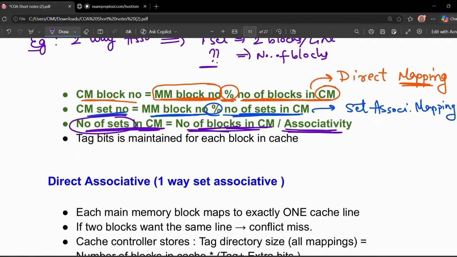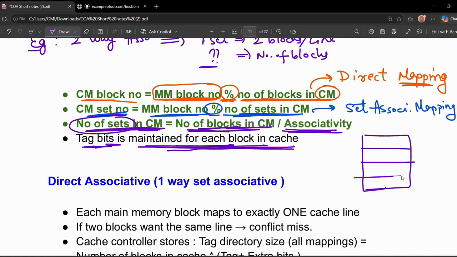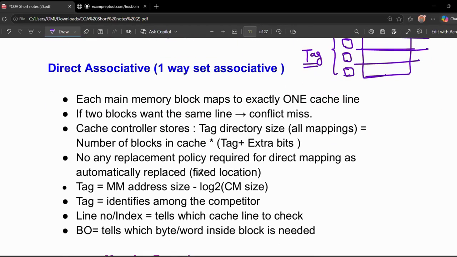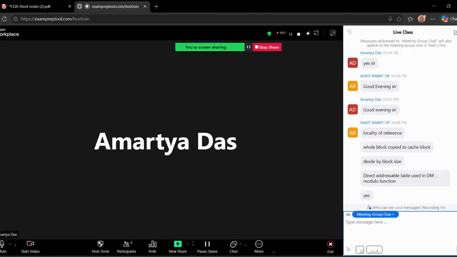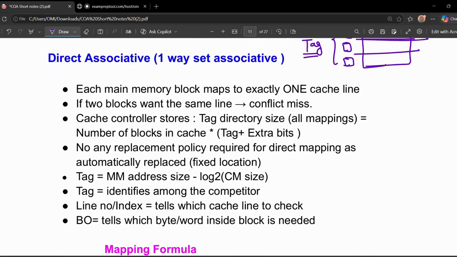And next point: a tag bit is maintained for each block in the cache. If this is the cache and these are the blocks, a tag is maintained for each block. So these are the tags. Now, talking about each method, we will see each method in somewhat detail.